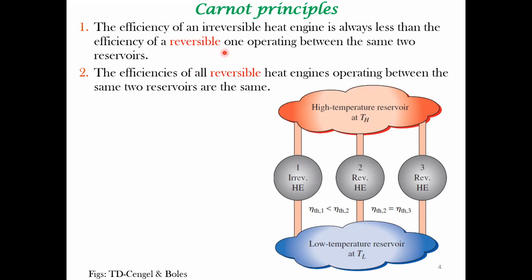The first Carnot principle is illustrated here. If there is an irreversible heat engine and a reversible heat engine, the irreversible heat engine has lesser efficiency. Okay, eta is the symbol for efficiency here. Irreversible heat engine efficiency is less than the efficiency of the reversible heat engine.